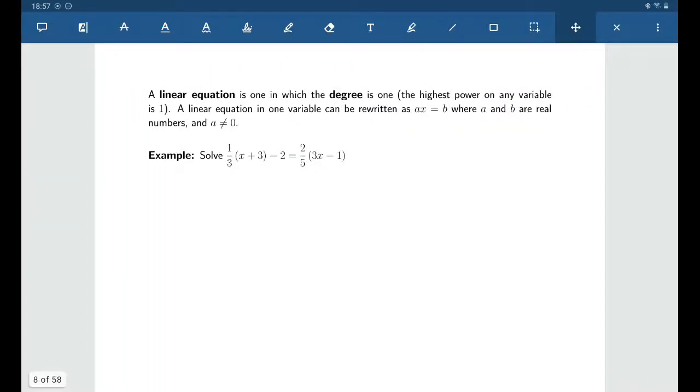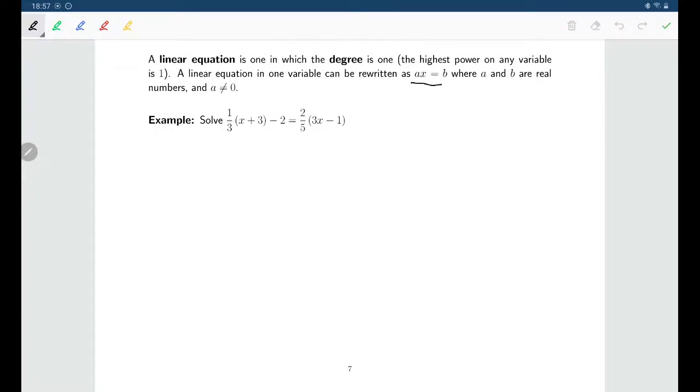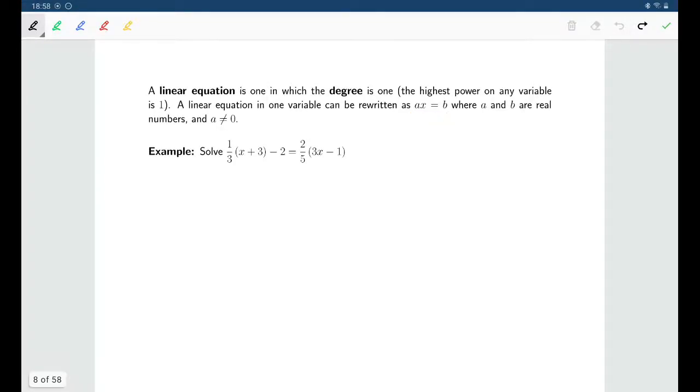Now, a linear equation is an equation of degree 1. The highest power is just 1 on any variable that you have. And if we've only got one variable, then that means you would be able to rewrite it in that form: something times x equals something. Here I'm assuming x is the variable that we're working with, but whatever variable it is, it could be written in that sort of a form.